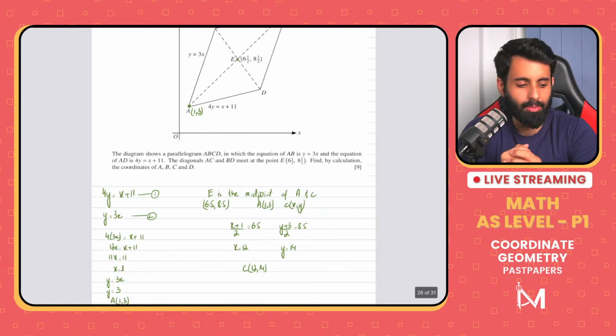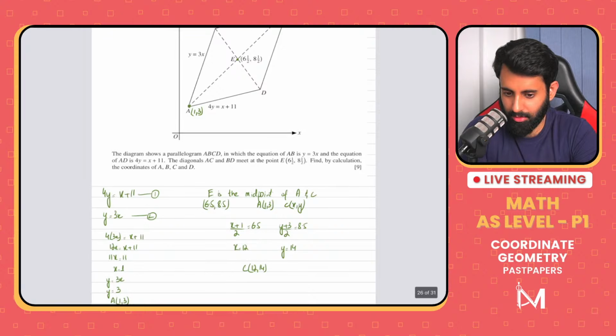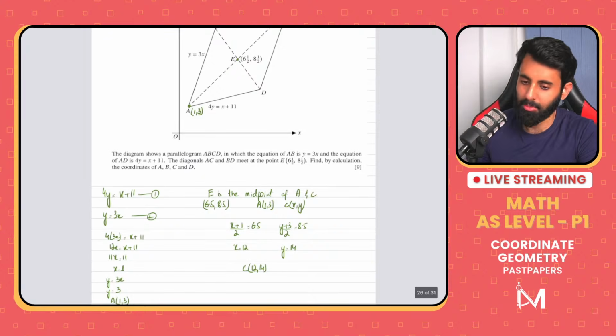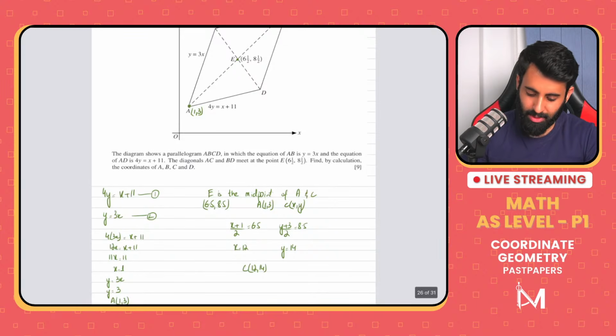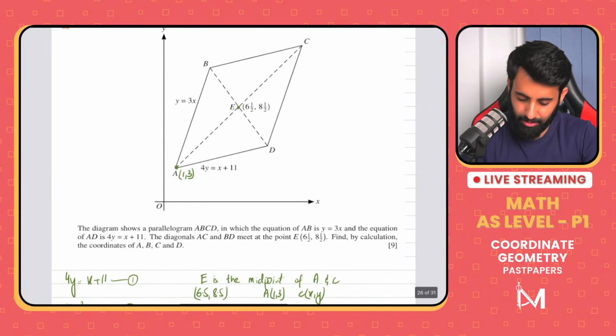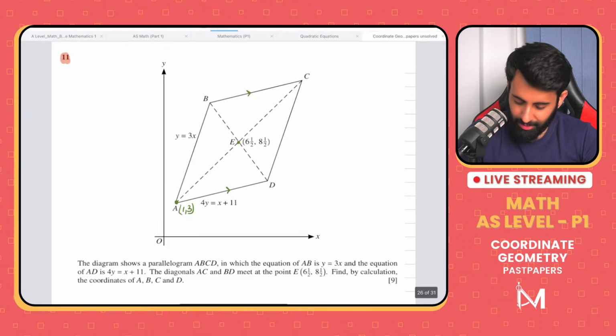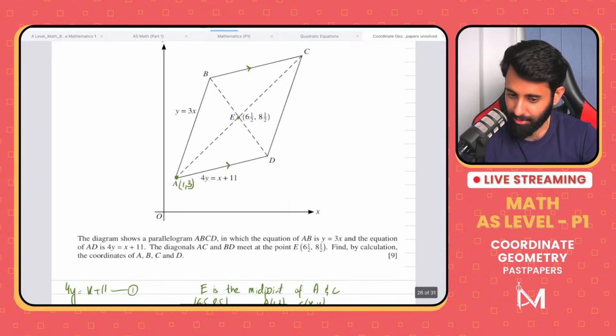Okay, what if we didn't want to use vectors? We can use vectors, that's correct. But what if, let's say, we didn't want to use vectors? What is the algebraic way of solving it? Using parallel lines, same gradient, AD and BC, find B, and then E is the midpoint of BD. Yeah, that is correct. Because line AD and BC will be parallel, whatever is the gradient of line AD, that will be the same as the gradient of line BC.